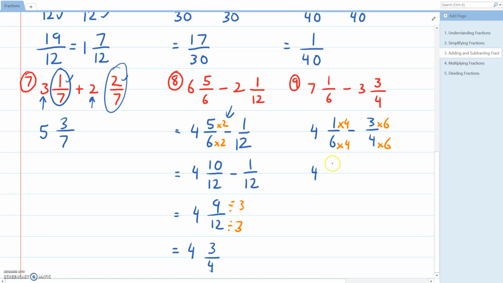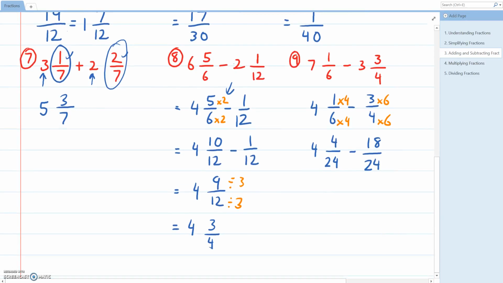And the way that that works now is we end up with 4 over 24 minus 18 over 24. So we get that common denominator. But we've got a bit of a problem here. We need to borrow 1 from our whole number out the front here. So this is kind of combining a bit of everything that we've done so far. So I can write this as 3, and if we're borrowing 1, it's the same as 24 over 24.